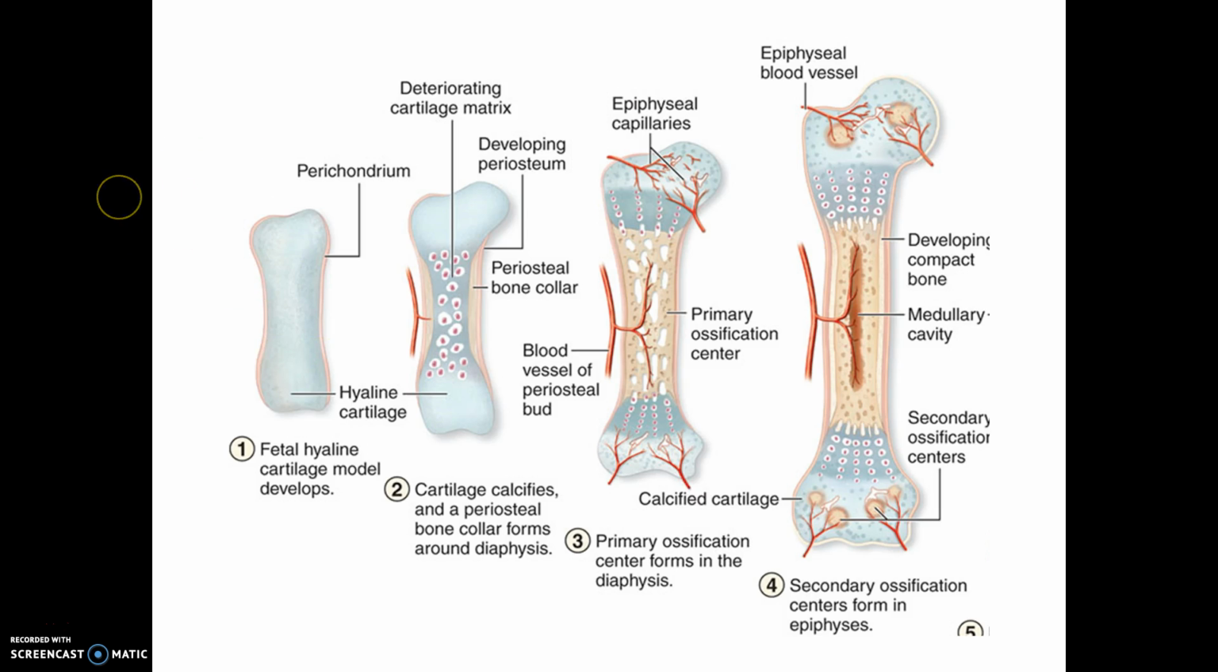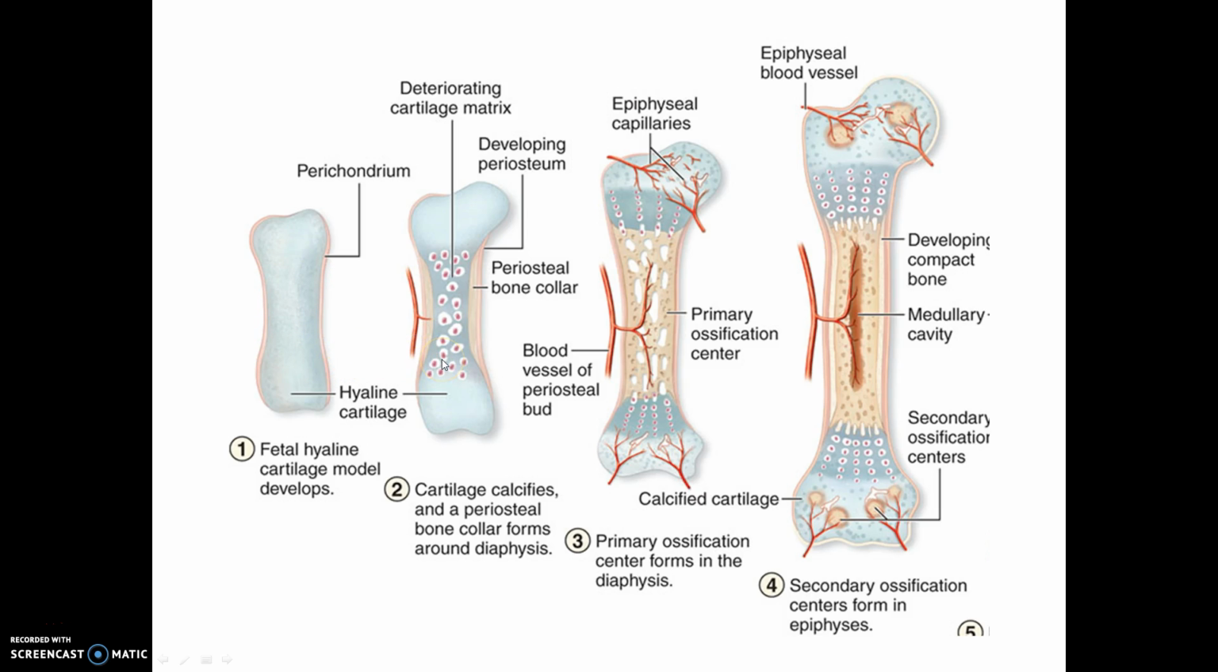This hyaline cartilage model develops between the 8th and 12th week, where chondroblasts form the hyaline cartilage structure that looks like the bone, with chondroblasts sort of ending up in the periphery. Chondrocytes are trapped in lacunae within the interior, and there is a perichondrium that's present.